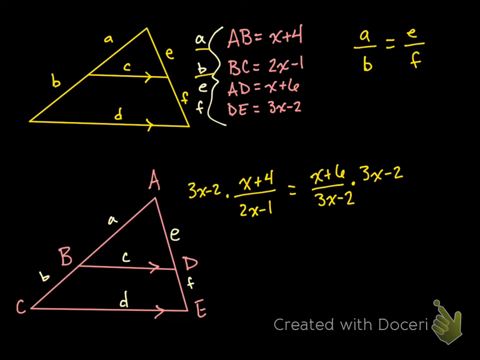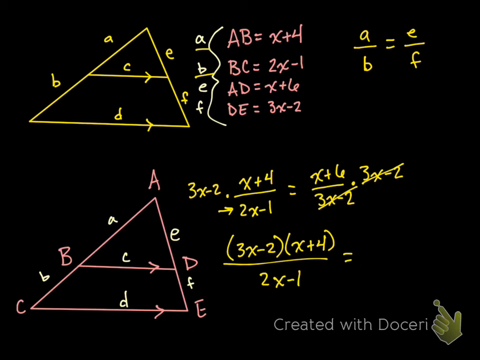So we're going to multiply this side by 3x minus 2 and this side by 3x minus 2. I'm going to break this down in very detailed steps, so if you need to, you can fast forward here. But now I'm going to just know that those two cancel. We've got 3x minus 2 times x plus 4 on this side, and we still have this 2x minus 1 on the bottom, and that's equal to x plus 6 over here.